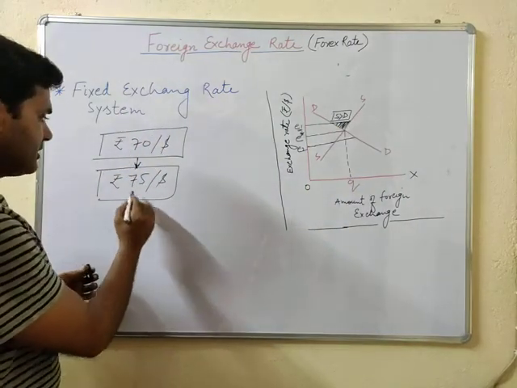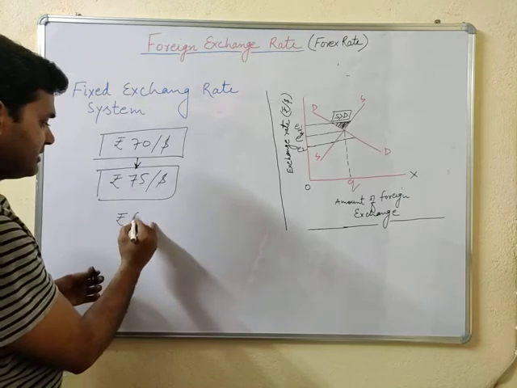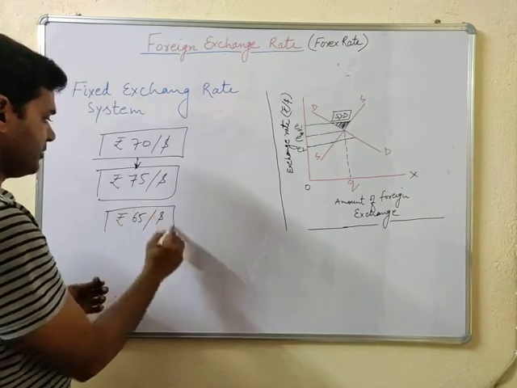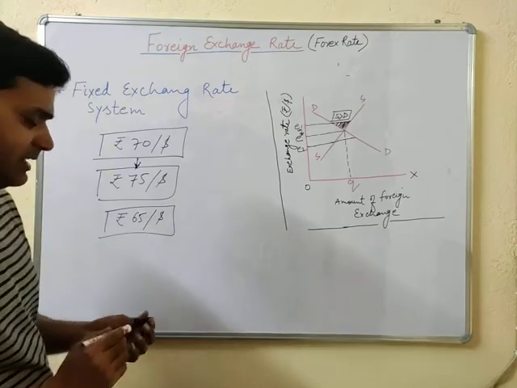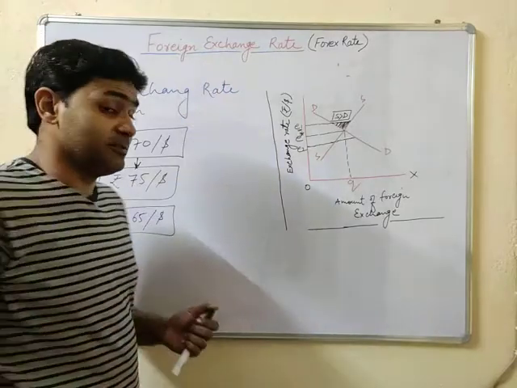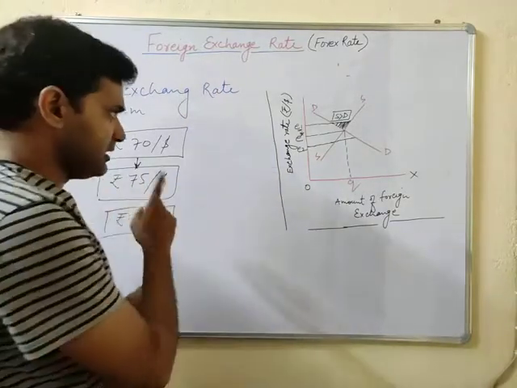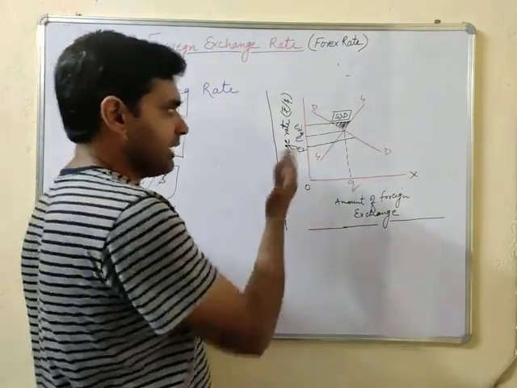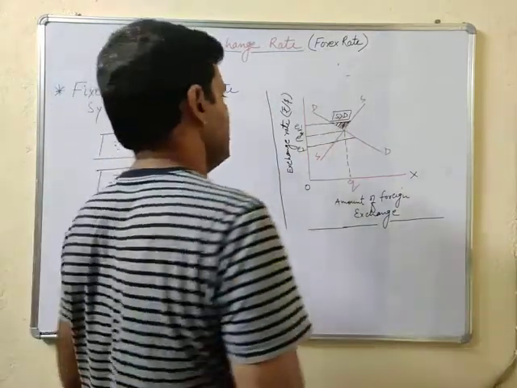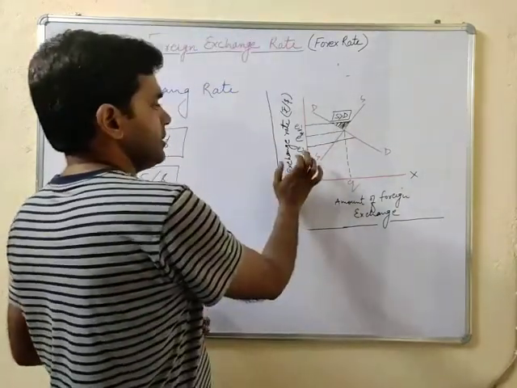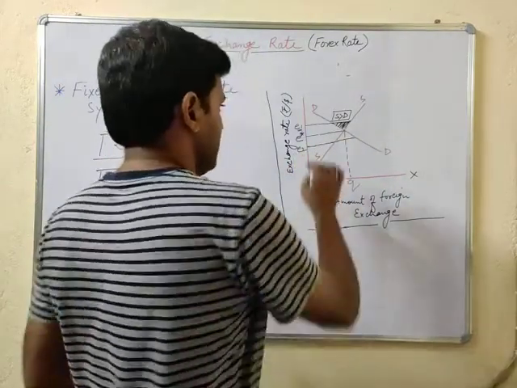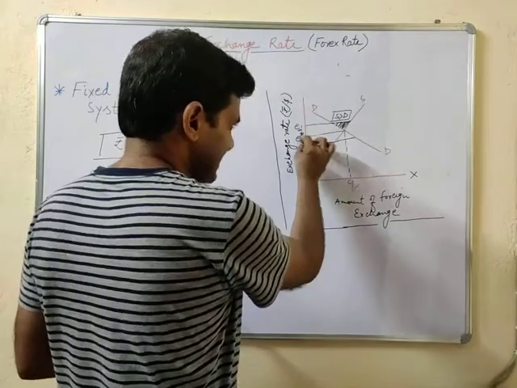Suppose the exchange rate will be decreased from 70 to 65 now. Suppose government fixes this exchange rate in comparison to dollar. We are talking about the fixed exchange rate system, a fixed exchange rate regime. This is what happened when the fixed exchange rate regime was prevailing. So E2 has been fixed by the government, and E2 is less than the E star.